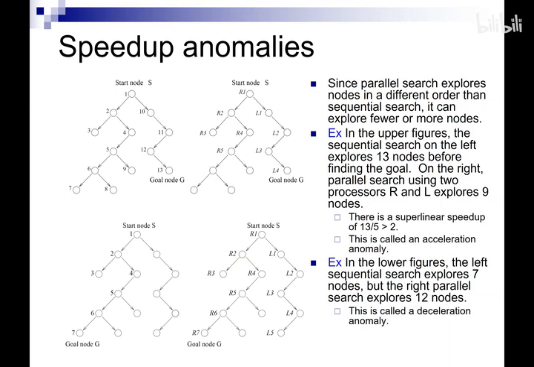So the sequential search algorithm only explores 7 nodes in total, whereas the parallel algorithm explores 12 nodes. So the parallel algorithm actually did more work than the sequential algorithm, and you can call this a deceleration anomaly.